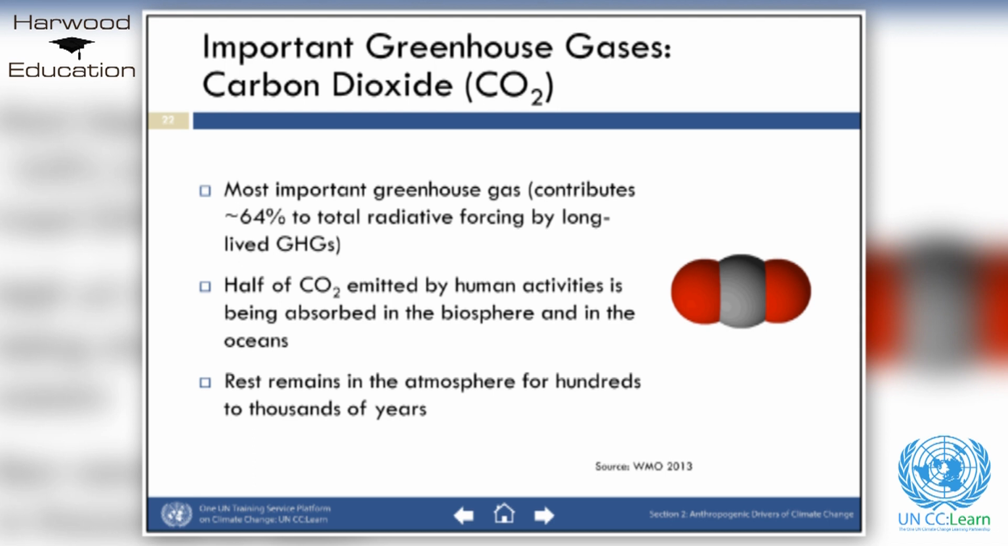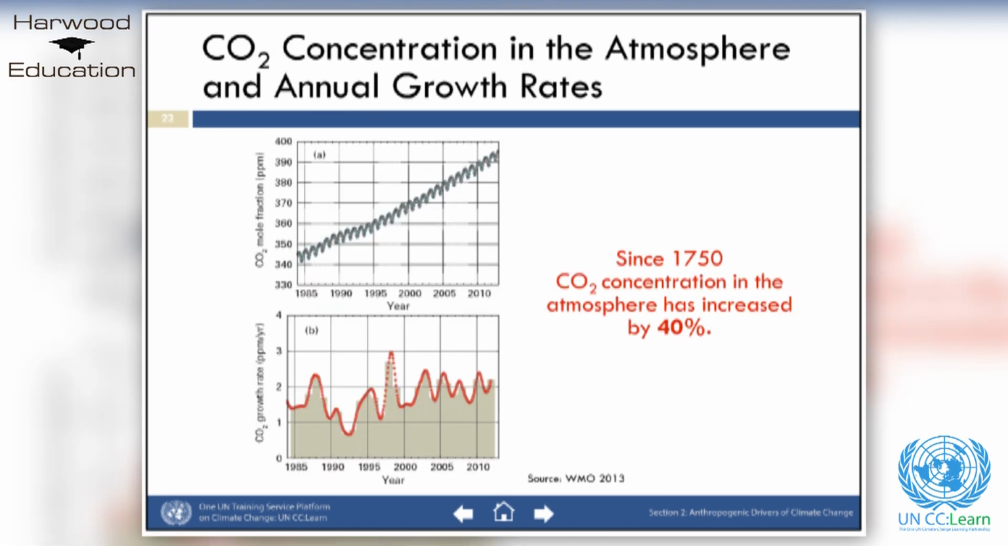Further information. The contribution of each greenhouse gas to radiative forcing is determined by its global warming potential and the change in its concentration in the atmosphere over time. CO2 concentrations in the atmosphere and annual growth rates. CO2 levels in the atmosphere have been increasing steadily over the past 200 years. This is due to the increased use of fossil fuels, as well as an increase in deforestation, both of which release vast amounts of CO2 into the atmosphere.